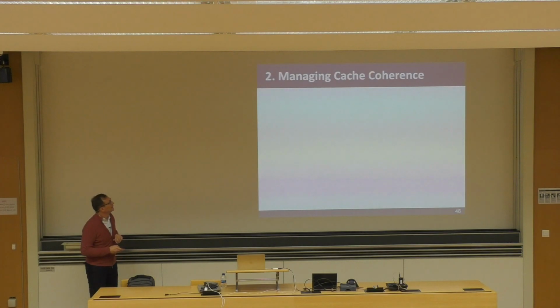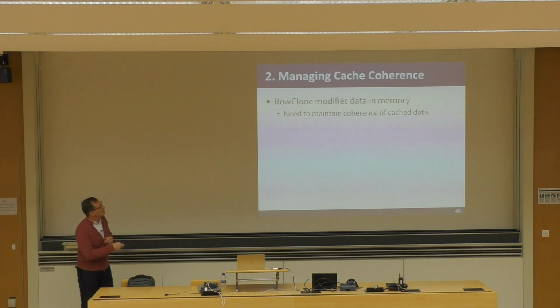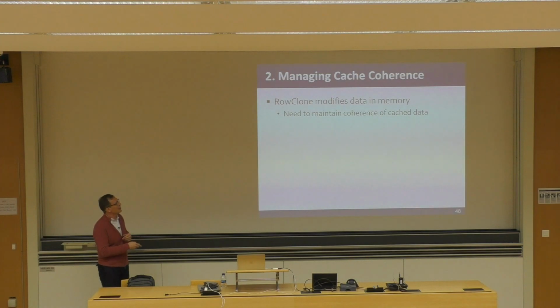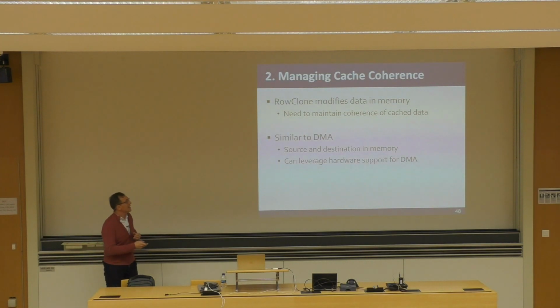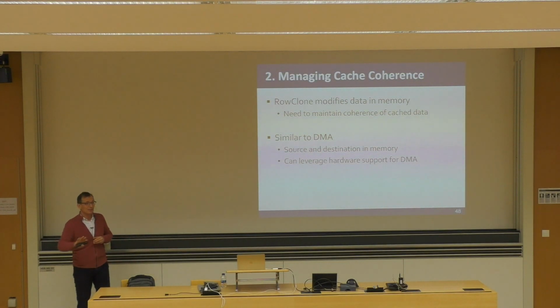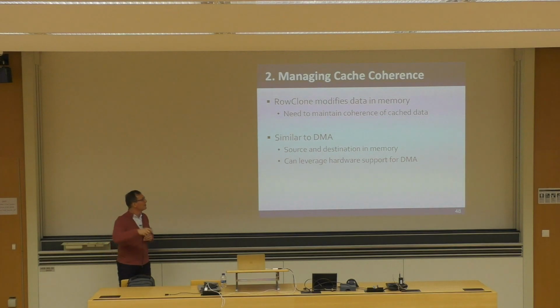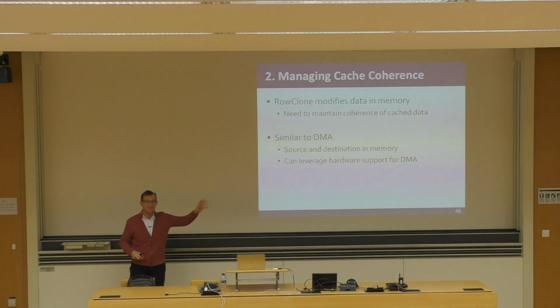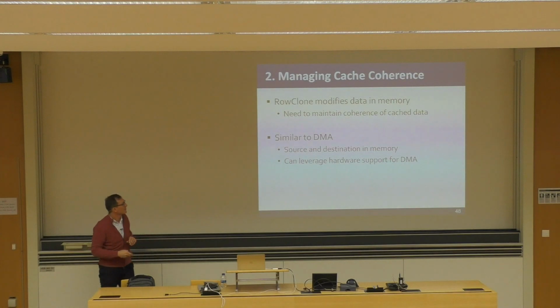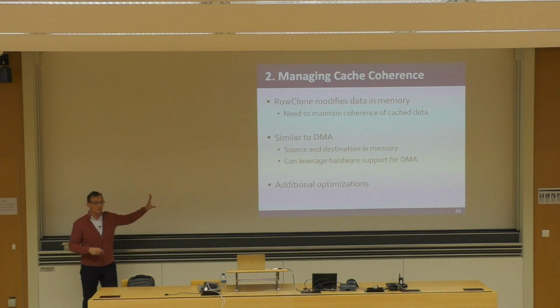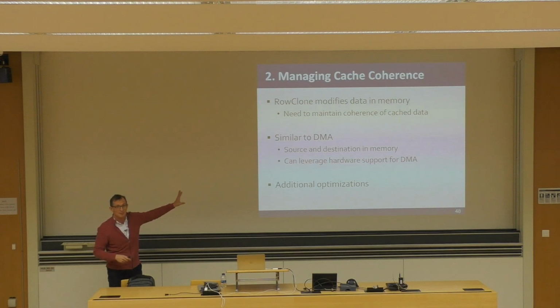Right. Okay, managing cache coherence. RowClone clearly modifies data in memory, so you need to maintain coherence of cache data. So the paper proposes to handle this similar to how the direct memory access based copy is handled today. If you remember direct memory access, the memory controller does the copy. Source and destination are in memory. And essentially the same issue needs to be solved when you're doing a direct memory access. You have some data in the caches, and you're copying a source page to a destination page with the memory controller, so you need to flush the data in the caches first. It may not be the best solution, but the paper doesn't tackle the cache coherence problem further than this.